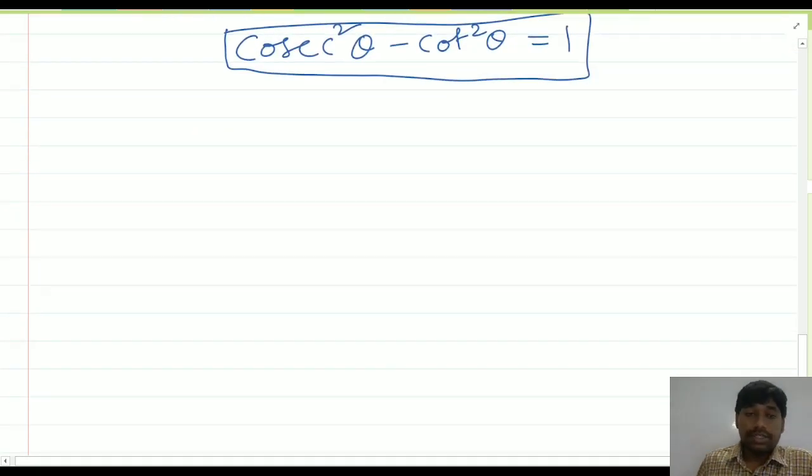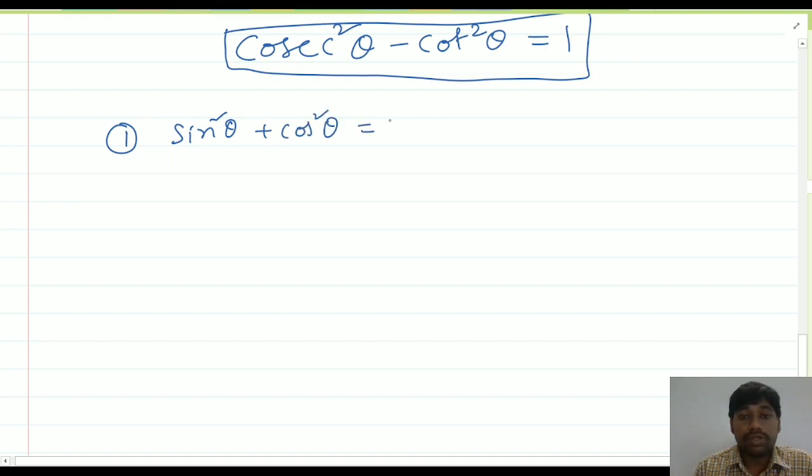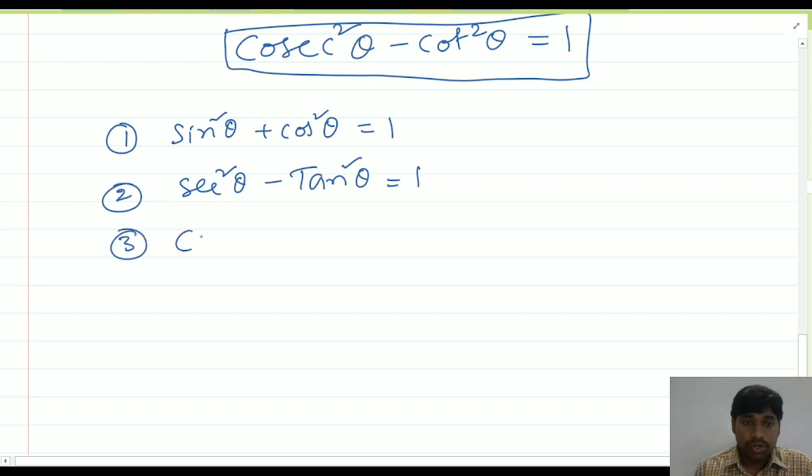Let us recall simply what the trigonometric identities are. First: sin square theta plus cos square theta is equal to 1. Second: secant square theta minus tan square theta is equal to 1. Third: cosec square theta minus cot square theta is equal to 1.